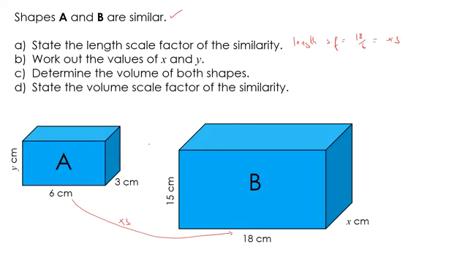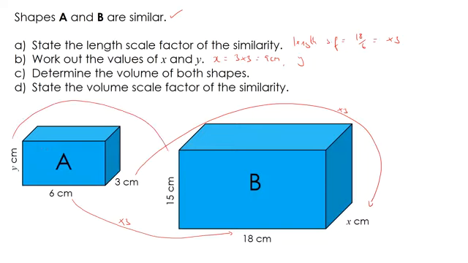Okay. Find x and y. Well, I'll find x first of all, because I know that x is going to be 3 times 3, because it's 3 times bigger. So x is 3 times 3, which is 9 centimeters. And y, something times 3 is 15. Well, working backwards, I would divide by 3, wouldn't I? So y is 15 divided by 3, which is 5 centimeters. All right, so I'll put those on the picture. x is 9 and y is 5.